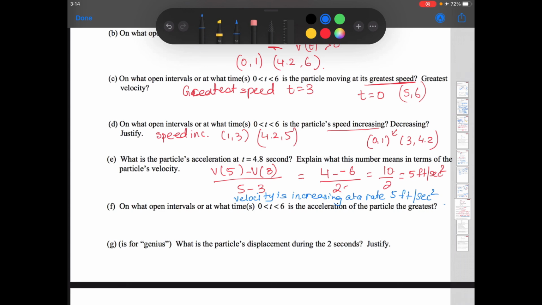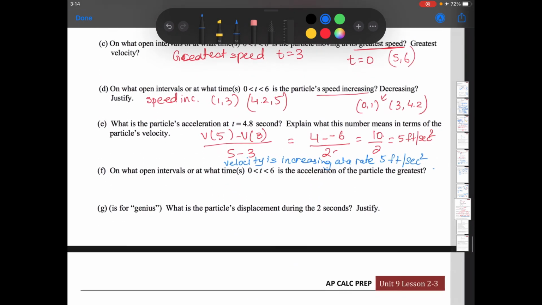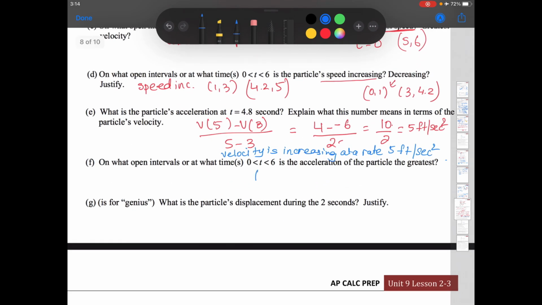Okay, so on what open intervals or at what time is the acceleration of the particle the greatest? Again, acceleration is the derivative of velocity. Basically, I'm asking you, where is the slope steepest? Whenever the acceleration is the greatest, I'm looking for the steepest slope. So if you look up on the graph, it is from 3 to 5. Let's write that down.